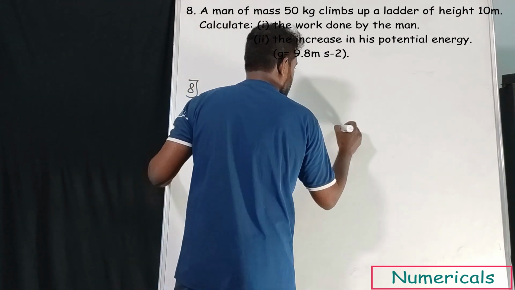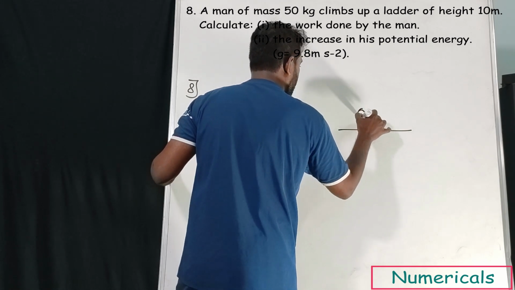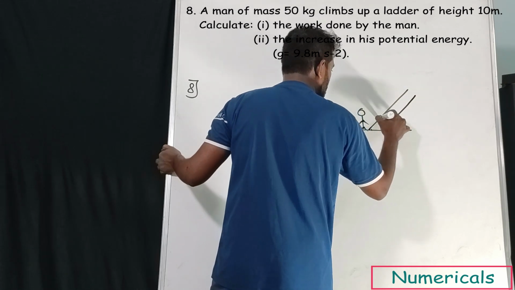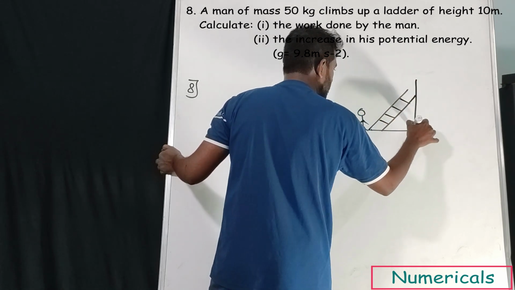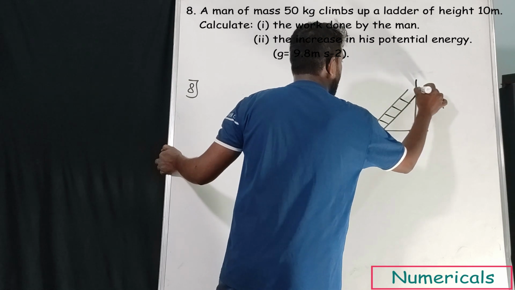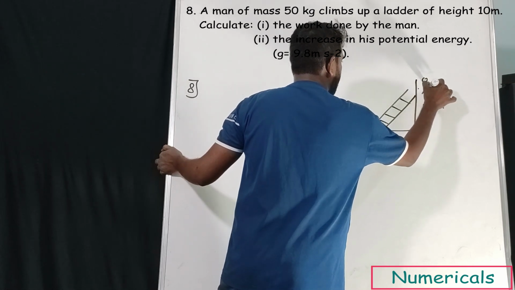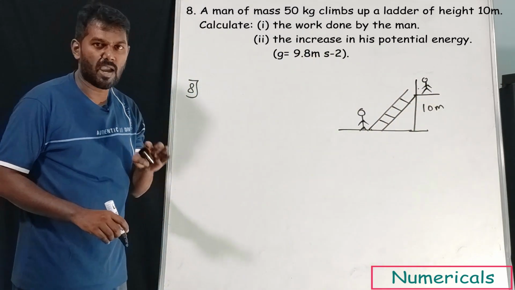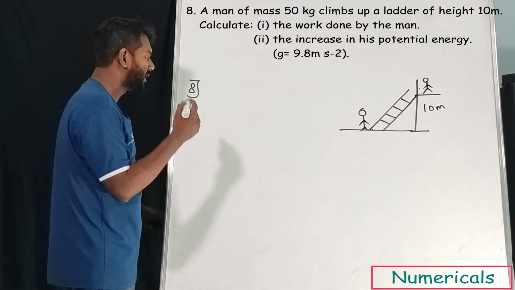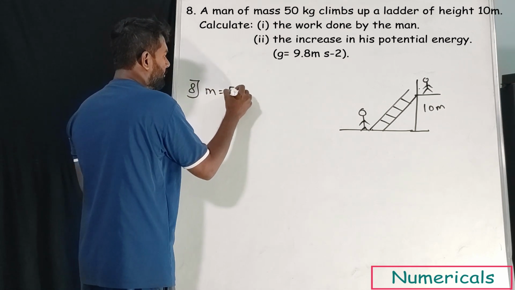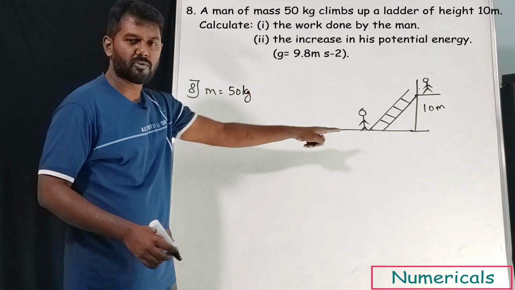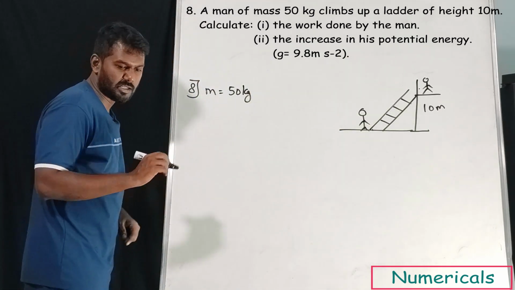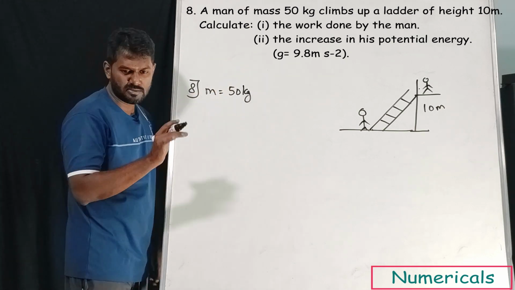Now assume a person who is standing on the ground. Now he uses a ladder to climb up 10 meter height. If he reaches somewhere here, the height will be 10 meters. So this is the question. We have to calculate two things. First we will write the given data. Mass of the person will be 50 kg. He will be 50 kg while standing on the ground. Once he climbs up 10 meter, again he will be 50 kg only. So in both the cases mass remains same.